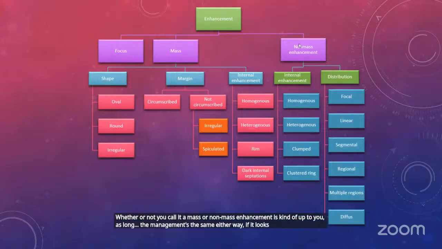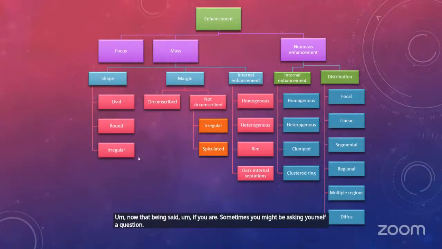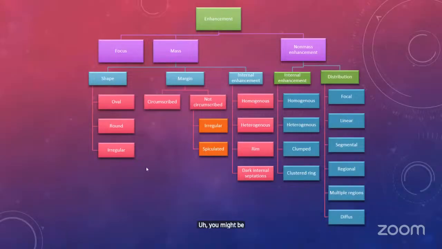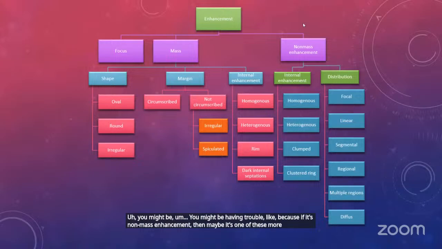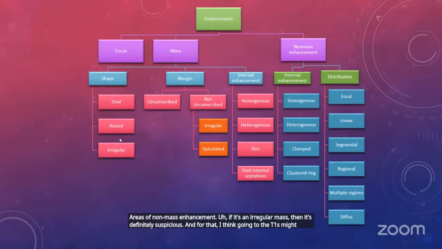Now, sometimes you might be asking yourself a question: is this an irregular mass or is this non-mass enhancement, right? That's where I think you might be having trouble, because if it's non-mass enhancement, then maybe it's one of these more benign areas of non-mass enhancement. If it's an irregular mass, then it's definitely suspicious. And for that, I think going to the T1s might be helpful.